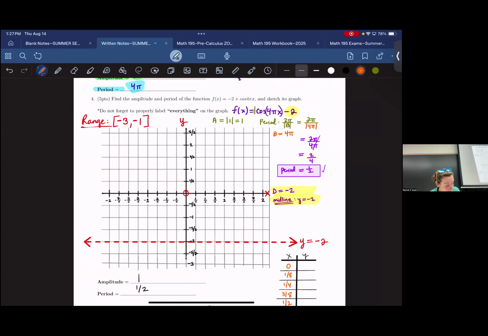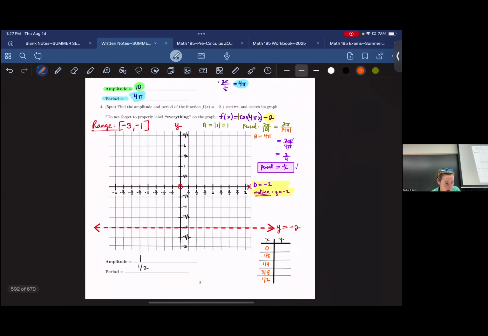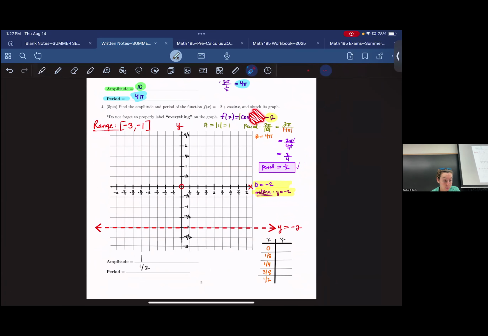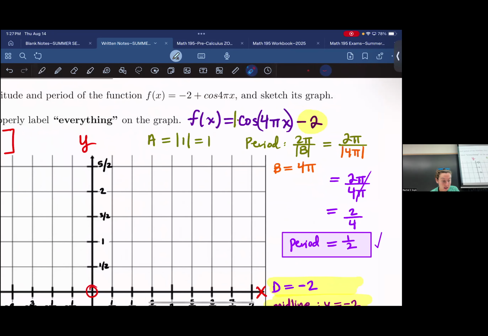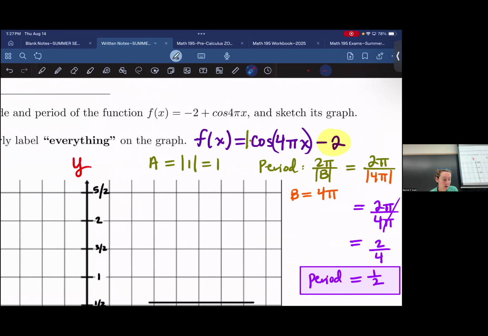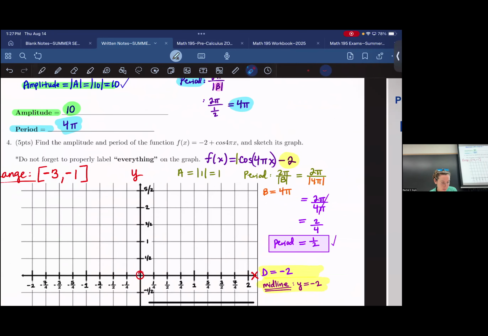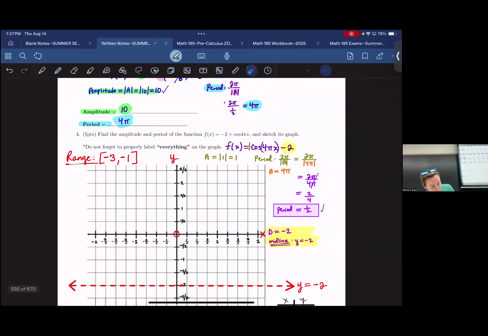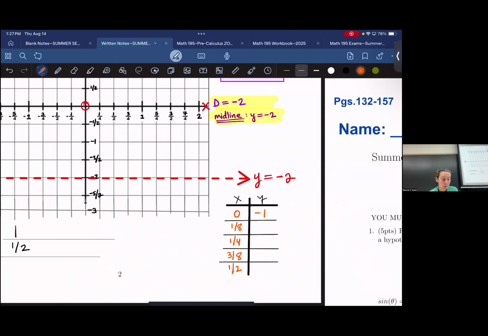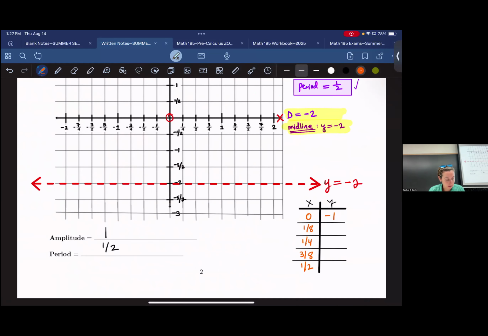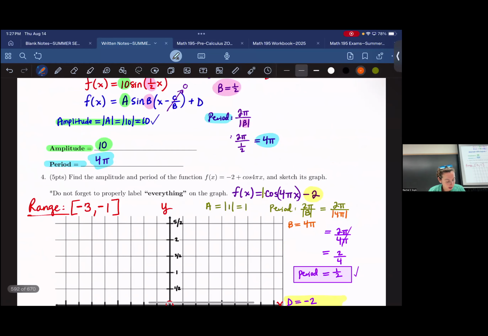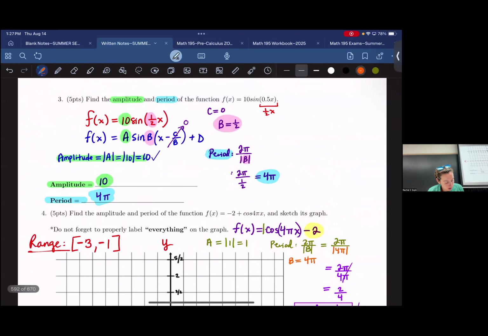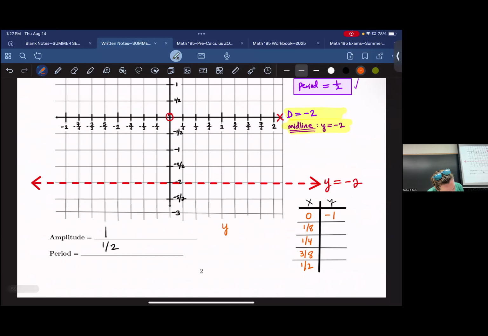So if we plug in 0 for x, what's inside our parentheses just shoots to 0. And so now we're looking at cosine of 0. And what's cosine of 0? Yep, subtract 2 from it, and what do we get? -1. Now let's look at 1/8, and I think instead of moving up and down, I'm just going to write the function again. So we have cosine 4 pi x minus 2. So y is equal to cosine 4 pi x minus 2.